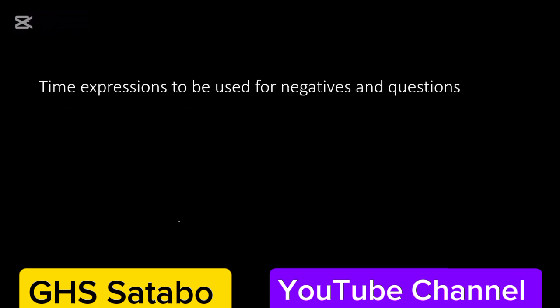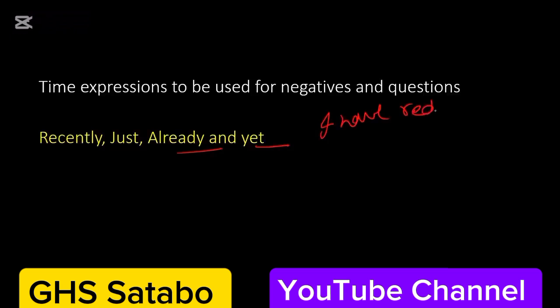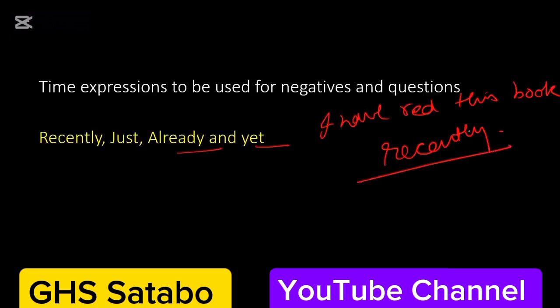Also, let's understand what kind of time expressions we use to show negatives and questions. Recently, just, already, yet. So you may have faced this: I have read this book recently, or I have just read this book. I have already read this book. I have read this book yesterday.